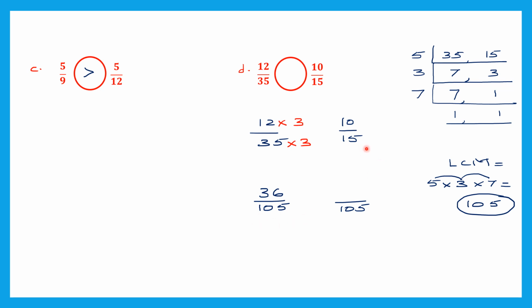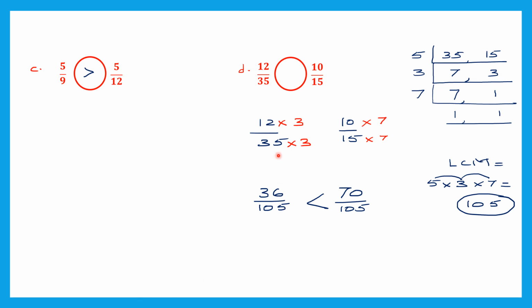Now let's go to the next one. 10 by 15, and 15 has become 105. That is, you have to know the tables of 15 and see 15 times what will give you 105. 15 into 7 will give you 105. So you multiply this also by 7. 10 sevens are 70. Now we have two like fractions. We can easily find out which is greater by looking at the numerators. So this numerator is 36, this is 70, and 70 is greater. So this 70 by 105 is greater.